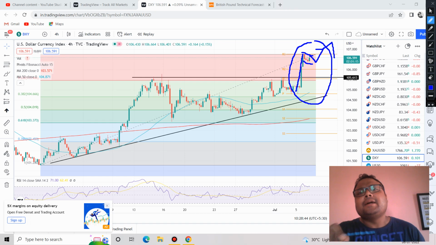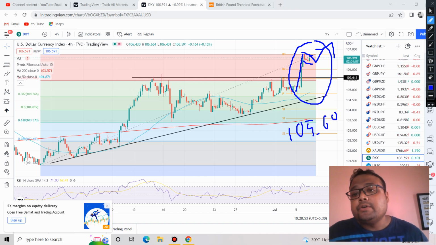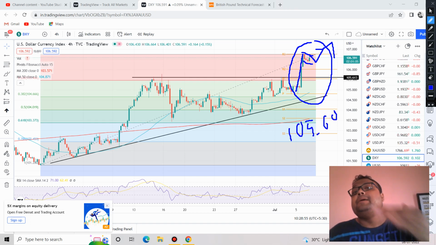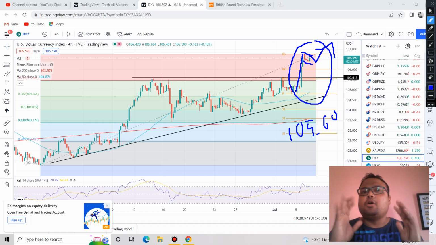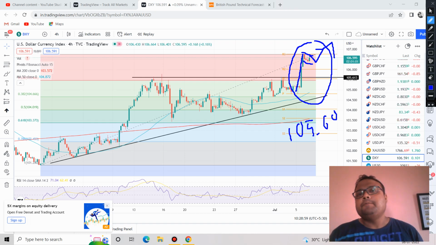And in case the market, or DXY, shows some sort of correction, then obviously 105.60, which was previously resistance, will now act as the new support. So overall, DXY is very bullish. It means that there will be pressure on GBPUSD.